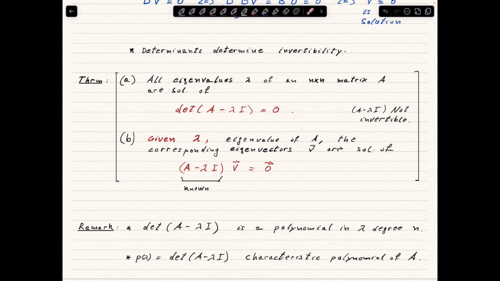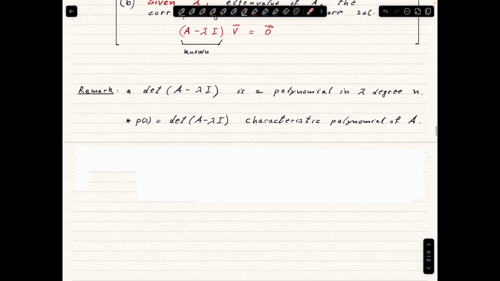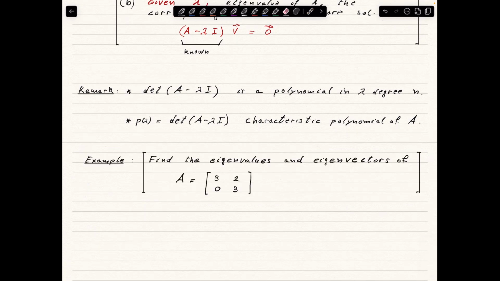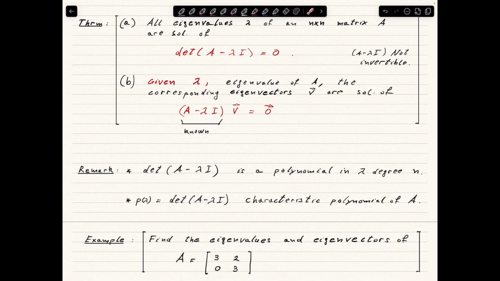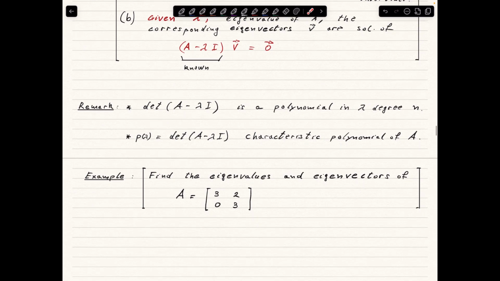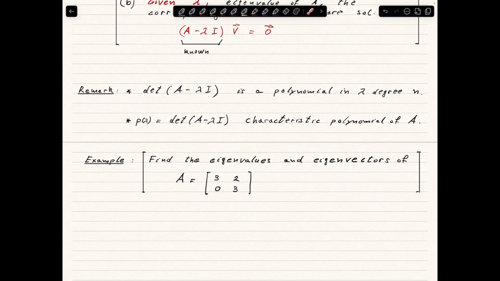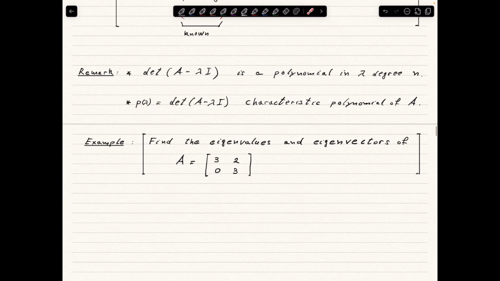Okay, so let's see one example, and we are done for today. Then in the next video, we are going to solve these equations for several matrices to have an idea of what the different situations are that we can find for different matrices. But today let's solve one simple example. Let's find all eigenvalues and all eigenvectors of this matrix.